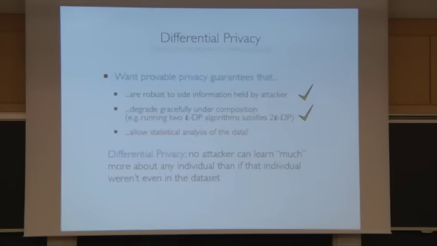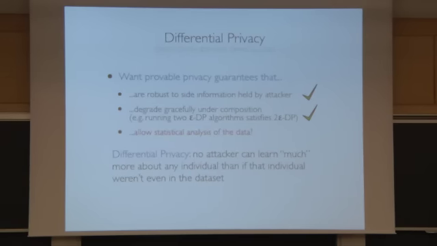All right, so again, going back to the intuition, we have a provable guarantee. It's a formal guarantee that if my algorithm is differentially private, then it's going to be robust to side information. It's going to degrade gracefully under composition. So you'll see statements like, if I run 2 epsilon differentially private algorithms, the result will satisfy 2 epsilon differential privacy. I can quantify how privacy degrades after multiple uses. And the question is, does this allow for interesting statistical analysis of the data? This is a great definition to achieve. What can I do with it?